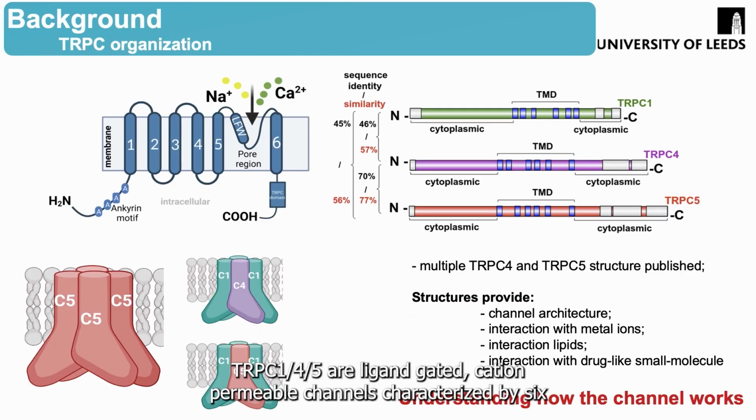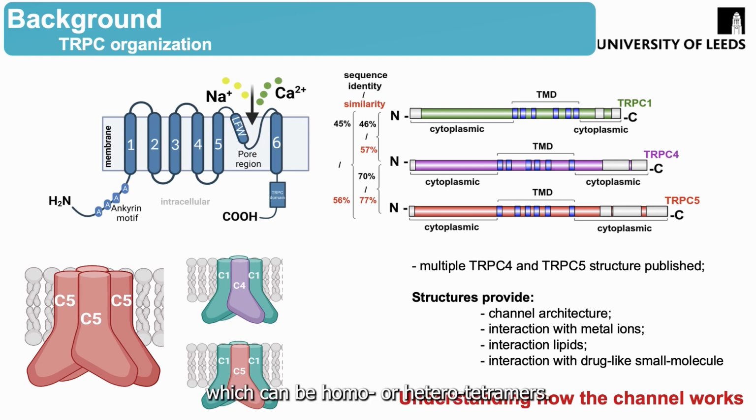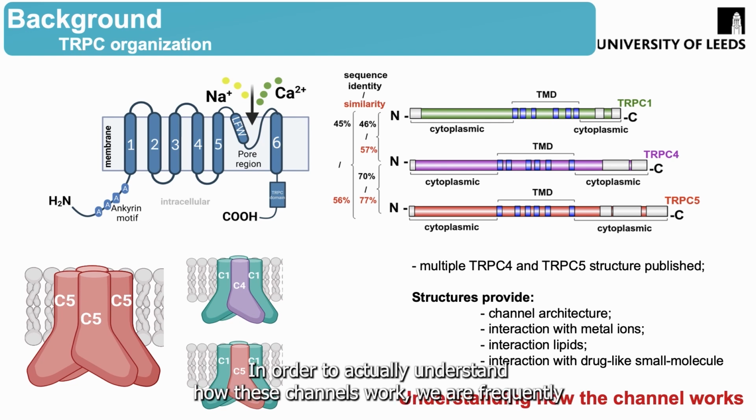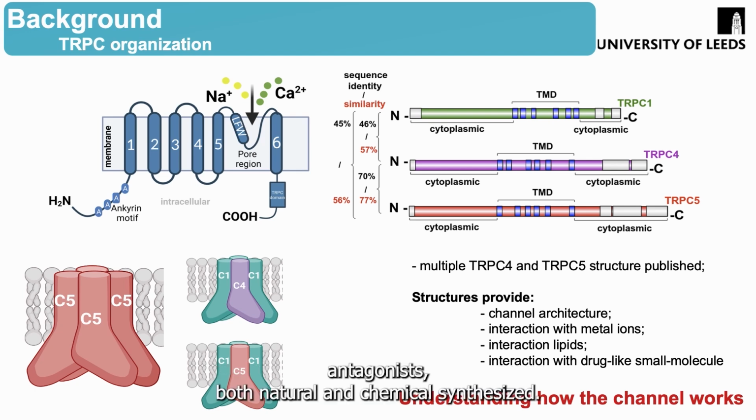TRPC145 are ligand-gated cation-permeable channels characterized by 6 transmembrane domains with both termini located intracellularly. In the N-terminal domain, we can find a few ankyrin motifs, while the C-terminal domain is dominated by the presence of an IDR. Between the 3 types, there is a high similarity but also significant differences, especially at the C-terminal level. To form a functional channel, they need to assemble in tetramers, which can be homo or heterotetramers. In order to actually understand how these channels work, we are frequently solving TRPC structures in the presence of different agonists and antagonists, both natural and chemically synthesized.